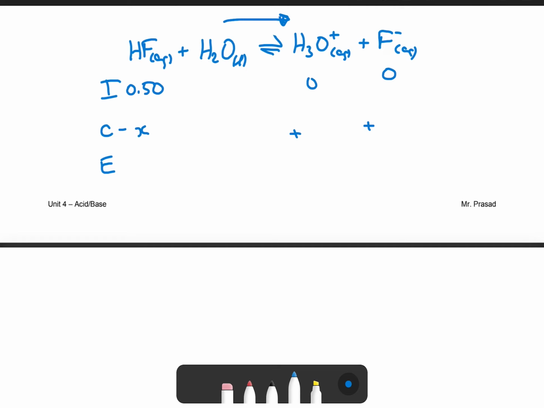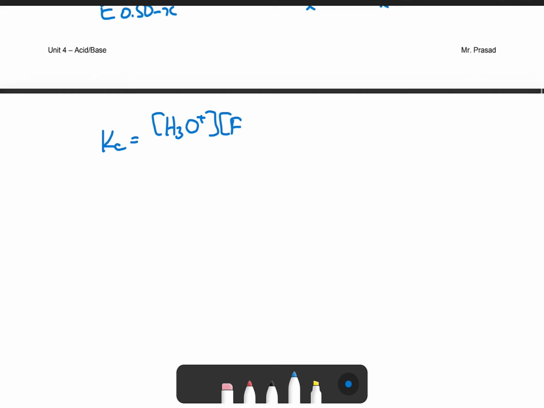To solve for X, we'll first set up our Ka expression. Products over reactants, omitting the pure liquid water. From our data book, we can look up the Ka for hydrofluoric acid, and we find that the Ka is equal to 3.5 times 10 to the negative 4. We'll substitute our values in from our ice table.